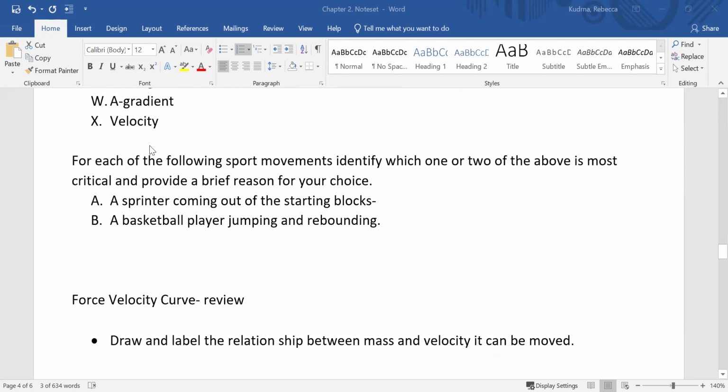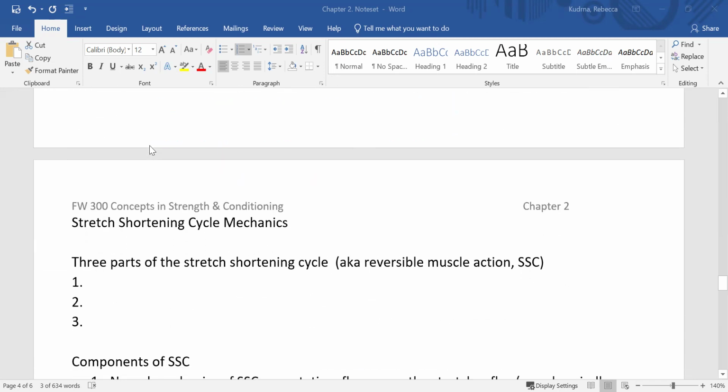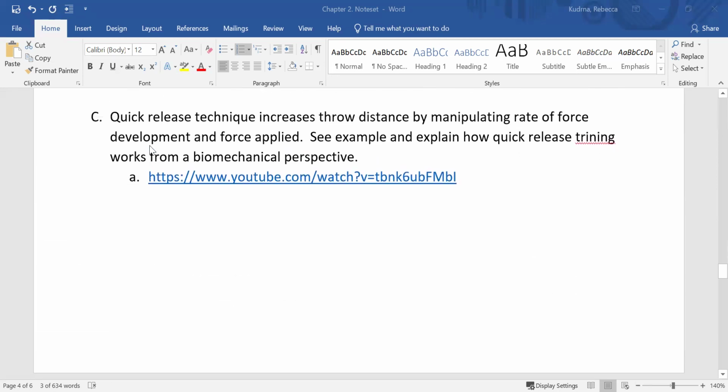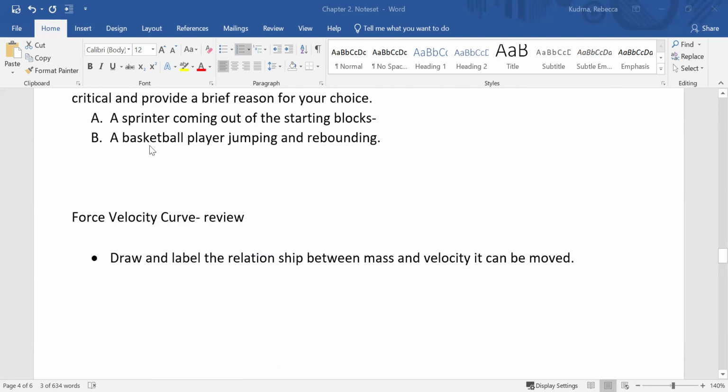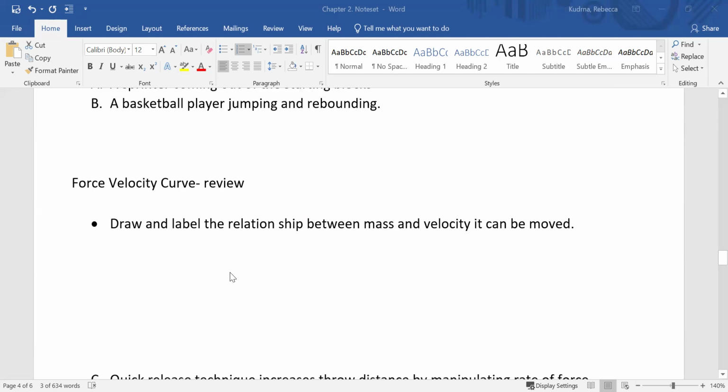All right, so the next one is we're going back to those force velocity curves. And so just thinking about that again, the book, on the list. So I just would like you to draw a force velocity curve for any specific sports movement. That's all you've got to do in this space.